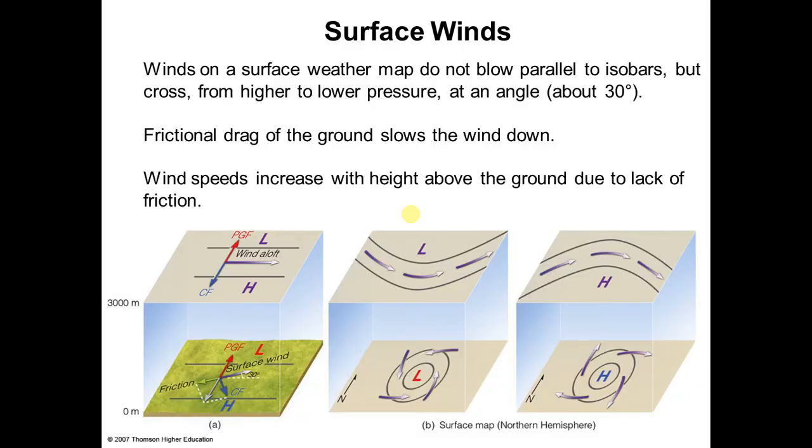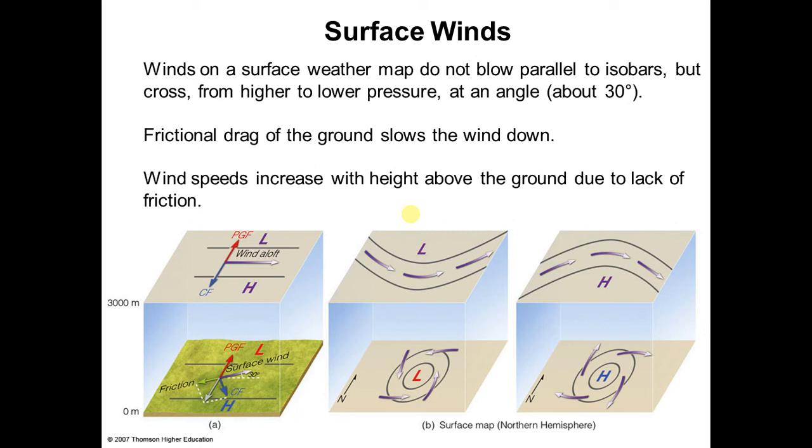Now, what about at the surface? Because that's where we are, right? We want to start understanding what's different about the forces acting on wind at the surface compared to above the level of friction. Now, winds on a surface weather map do not blow parallel to the isobars, unlike for an upper level weather map, which shows winds above the level of friction, but they cross from higher to lower pressure at an angle. The angle varies, but it's typically about 30 degrees, okay, so a slight angle, an acute angle, right?